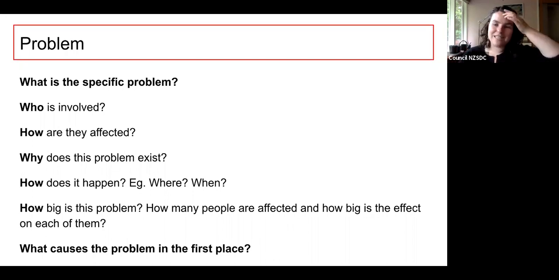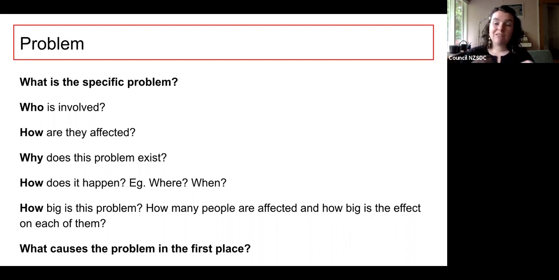the 5 W's or whatever it is that you probably learned about in primary school. So who's involved? How are they affected? What is the problem specifically? Why does the problem exist is a really important question. Like, what is it that causes this to be an issue?